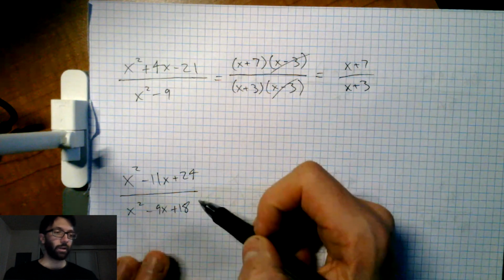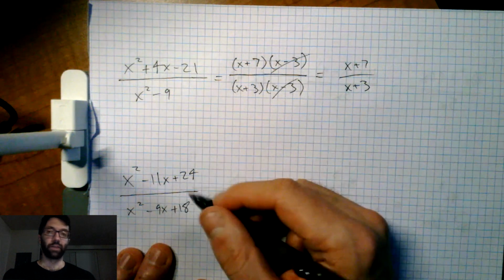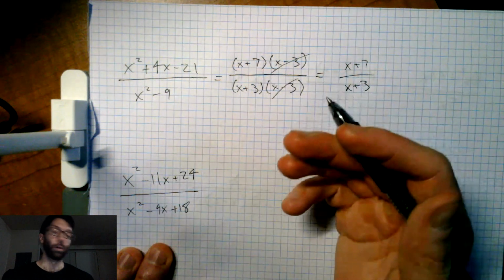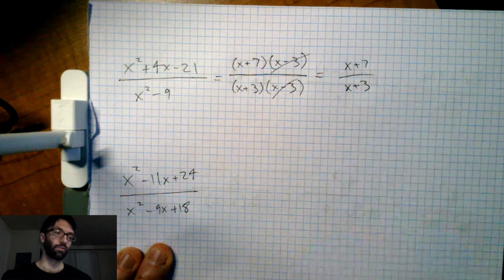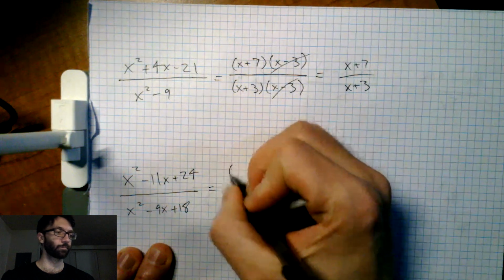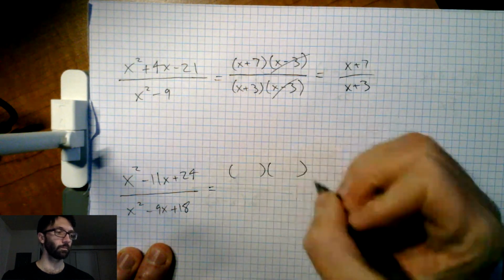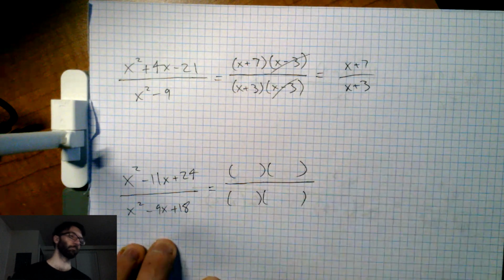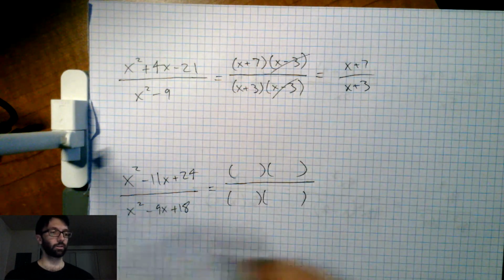Okay, now for this one here, I have a trinomial in the numerator, trinomial in the denominator, no greatest common factors to factor out, but I can trinomial factor these. Okay, I'll do the numerator first.